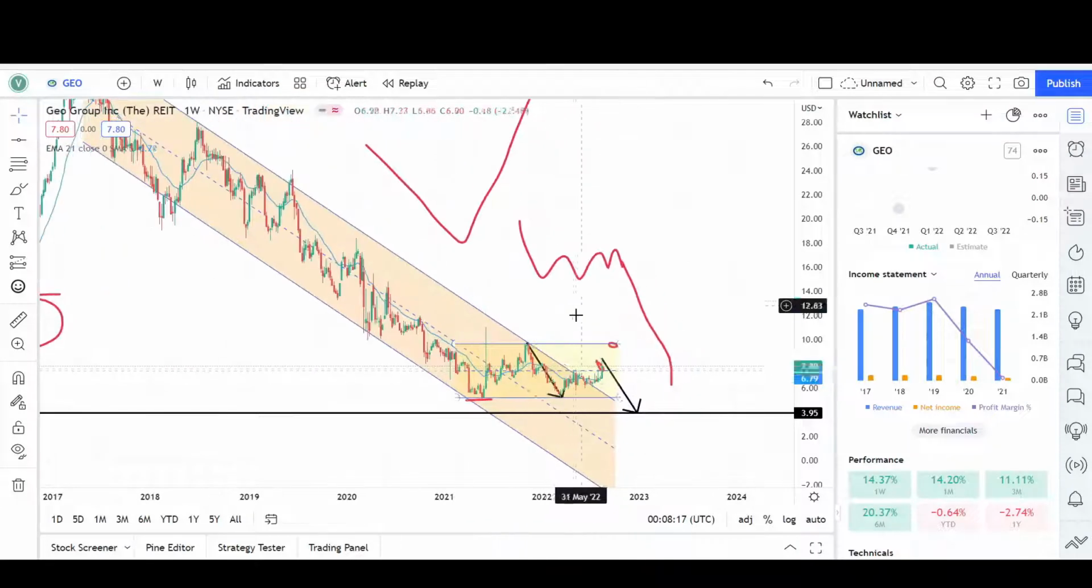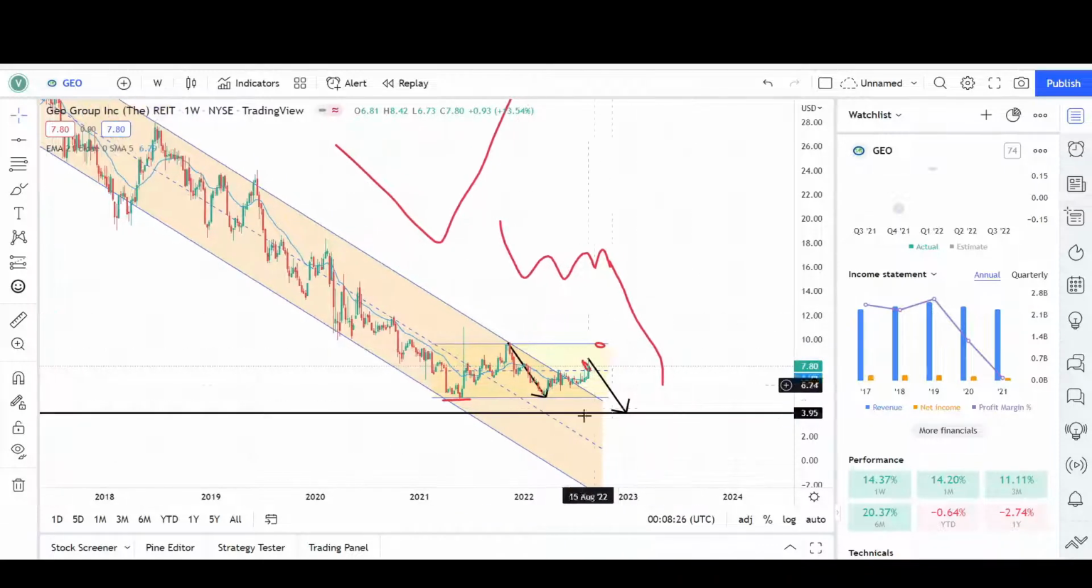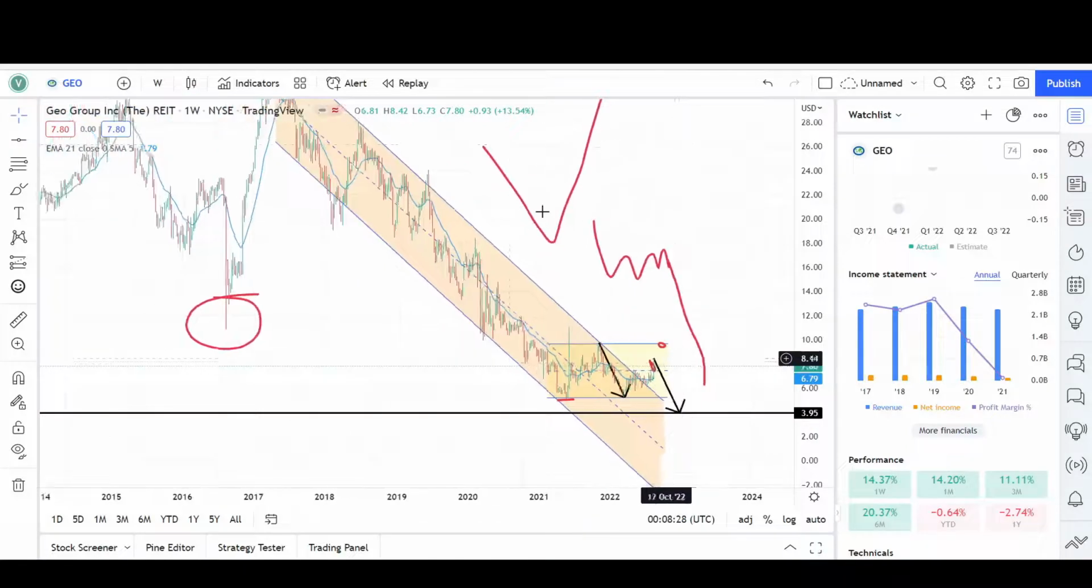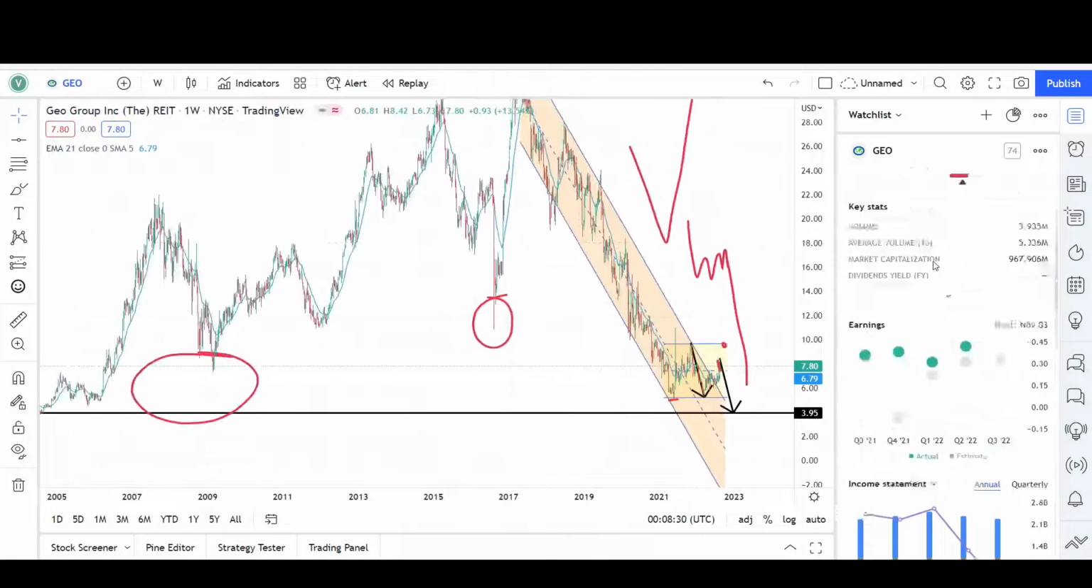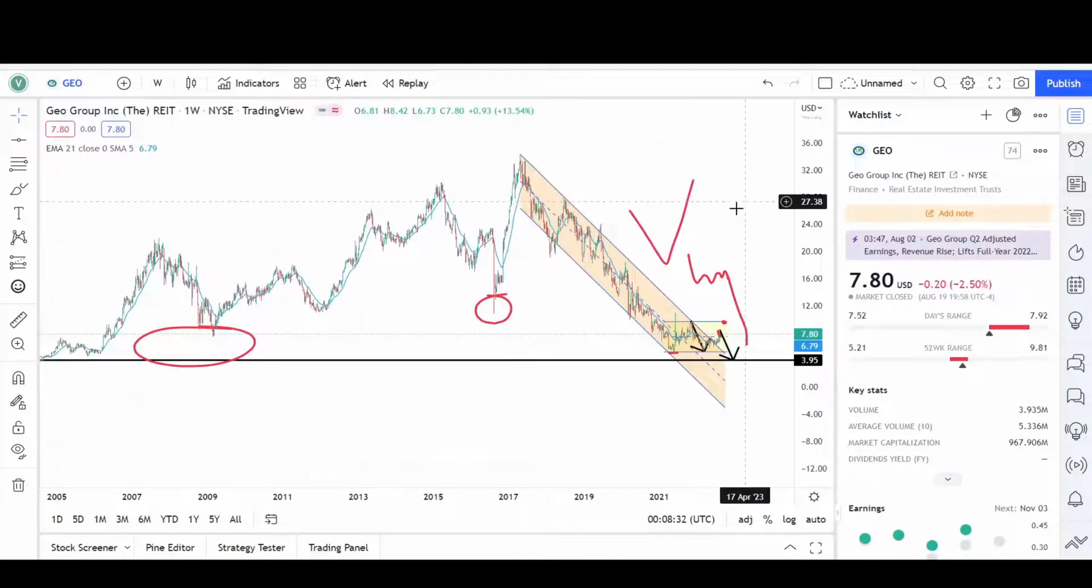This could be a possible start of an uptrend after we make a new low of this downtrend, but it's going to be a while before we start seeing the stock flatten out or even reverse. So that's pretty much everything I have for GEO on the daily and weekly chart. I'll be expecting more downside.